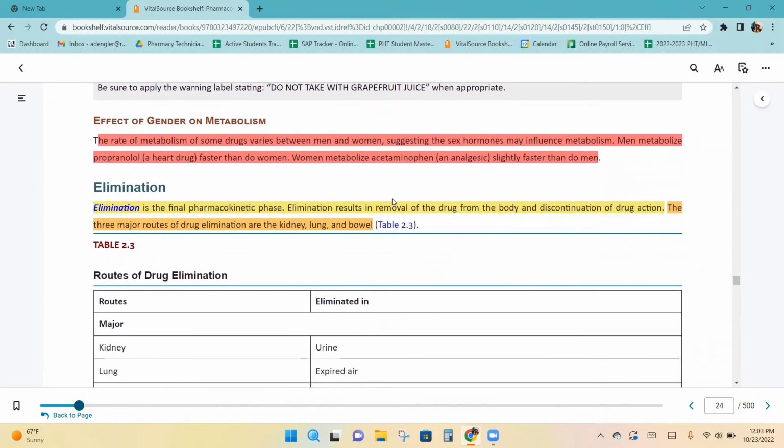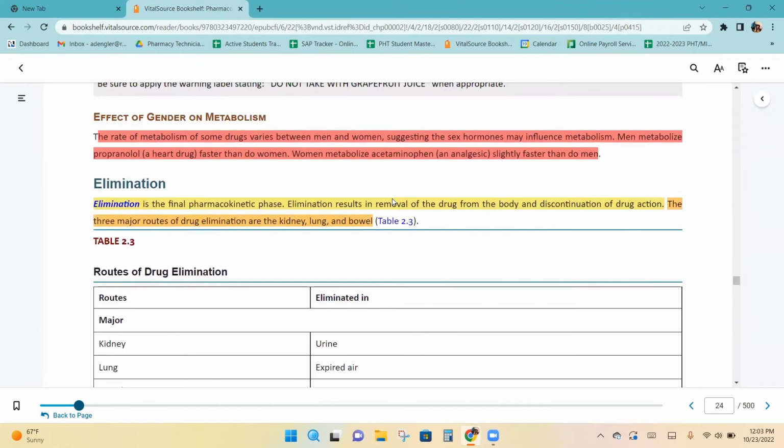Oxidation and reduction are metabolic processes that result in drug inactivation. The rate of metabolism of some drugs varies between men and women, suggesting the sex hormones may influence metabolism. Men metabolize propranolol, a heart drug, faster than women do. Women metabolize acetaminophen, an analgesic, slightly faster than men do.